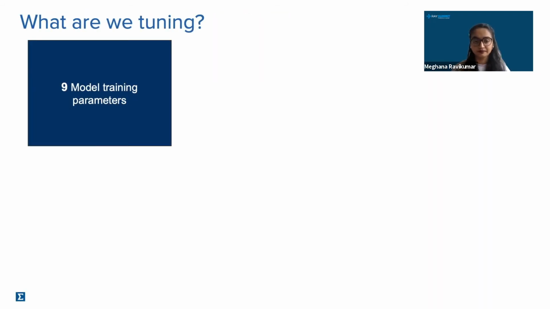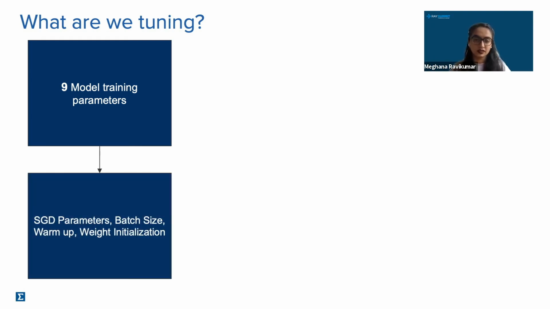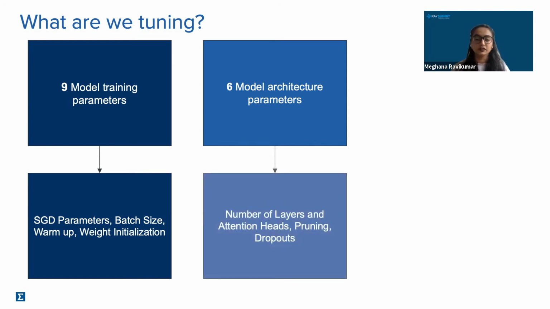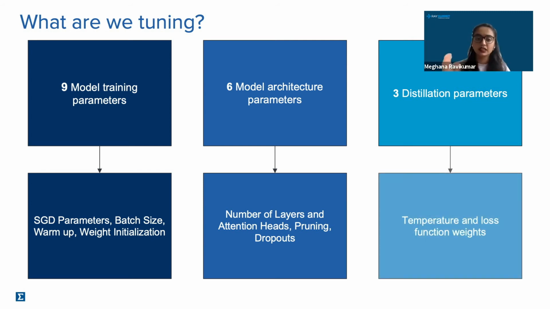So what are we tuning? We'll be tuning training parameters, including SGD, batch size, and weight initialization. We'll be tuning architecture parameters, including the number of transformer blocks, the number of attention head pruning, and dropouts for the network. And we'll be tuning distillation parameters for temperature and the weights for the soft and hard target loss components. So at the end of this optimization experiment, our Pareto frontier will be optimal sets of model architecture and hyperparameter configurations, where we cannot improve in size without sacrificing performance, and vice versa.